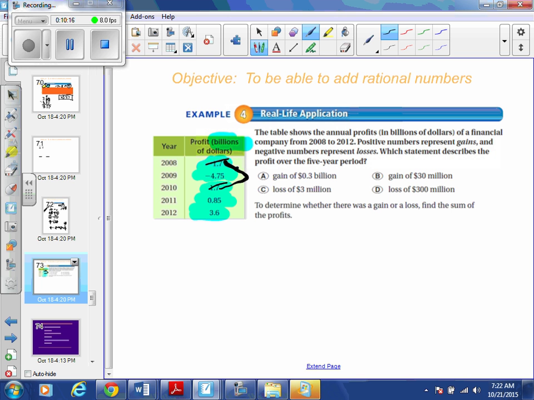Well, I noticed something right here. 1 year they lost $1.7 billion, and 1 year they gained. So those 2 years, they balanced each other out. No profit there, no gains, no losses. So we could just take those off, all right? Now, which statement describes the profit over the 5-year period? Okay, find the sum of the profits. So already we know negative 1.7 plus positive 1.7 is 0.